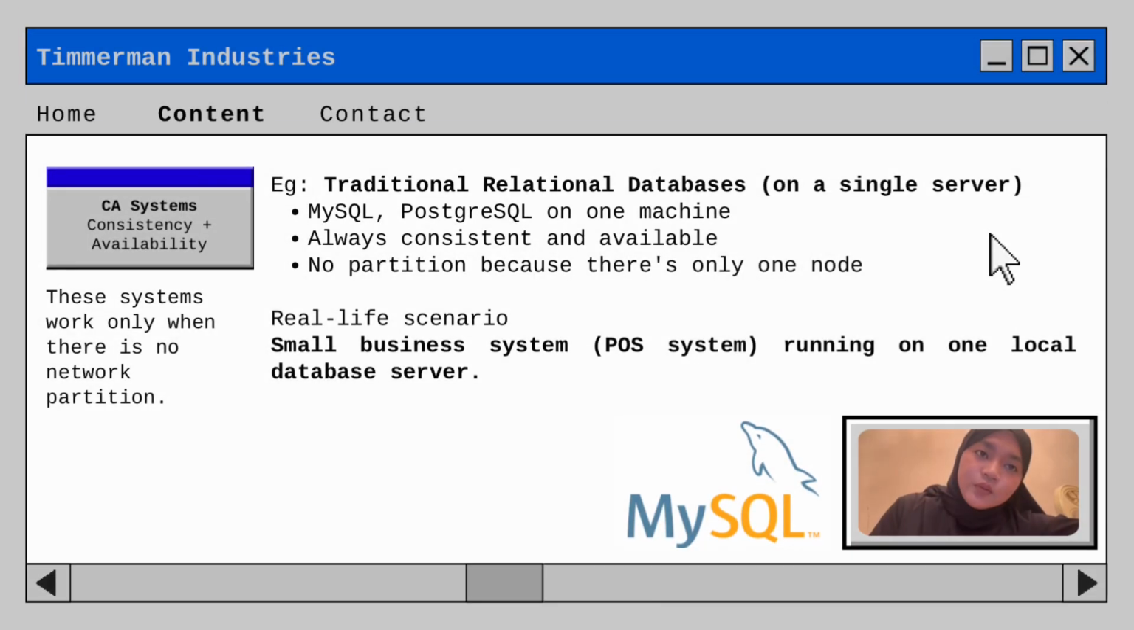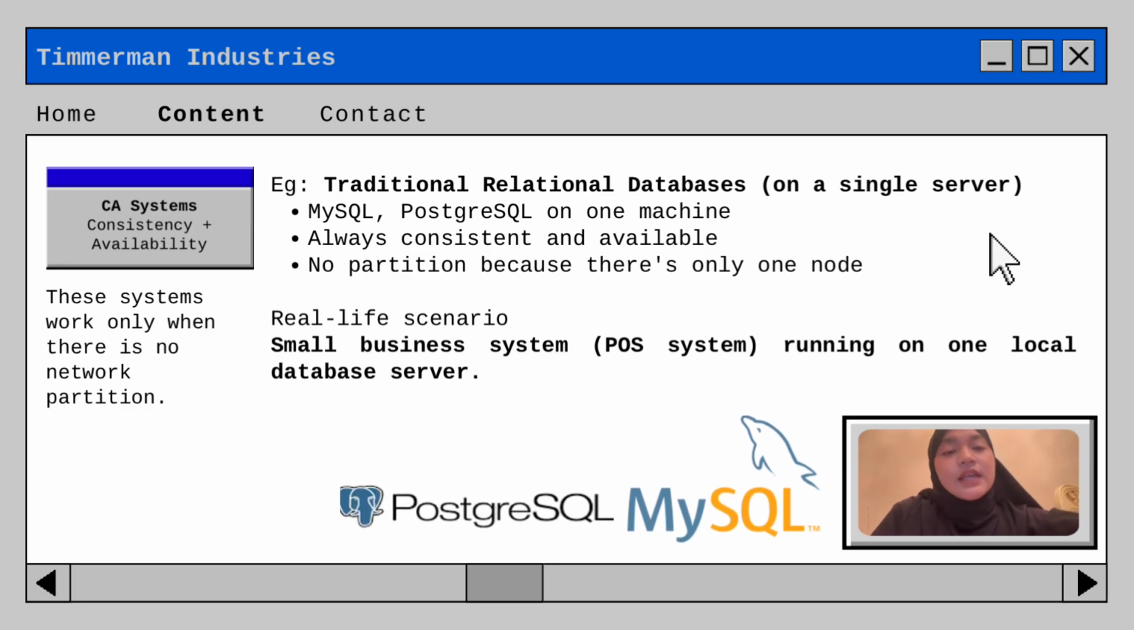Next is the CA system, which is consistency plus availability. This system only works when there is no network partition. For examples, traditional relational databases on a single server, like MySQL, PostgreSQL, and others. These databases are always consistent and available for users. Also, there's no partition because there's only one node. And the real-life scenario is a small business system like a POS system running on one local database server.